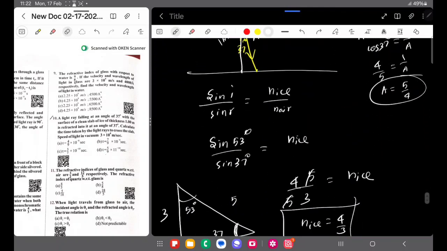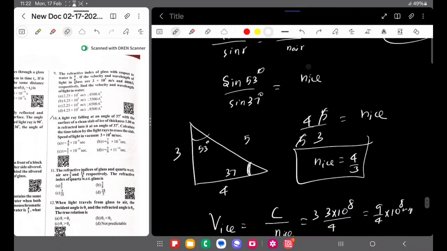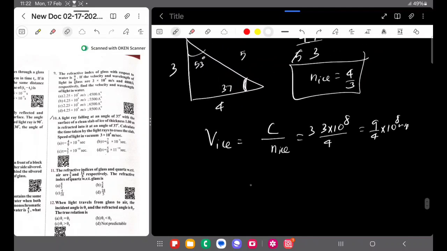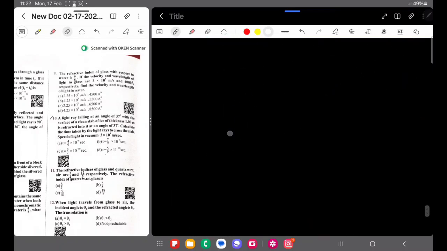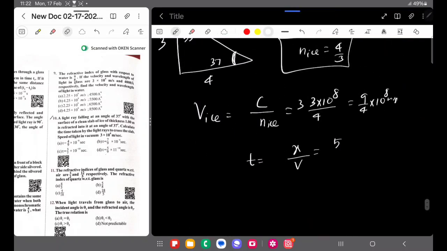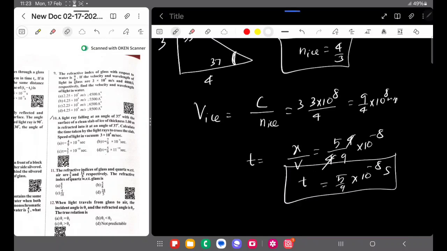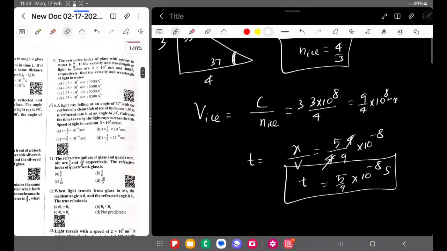So the light rays are traveling this much distance with this much speed. So the time taken is equal to distance by speed. Distance is 5 by 4, speed is 9 by 4. The 4 will get cancelled off. I will be getting 5 by 9 into 10 to the power minus 8 seconds. It should be the answer. It might have been given wrongly in the options, but it should be the solution.